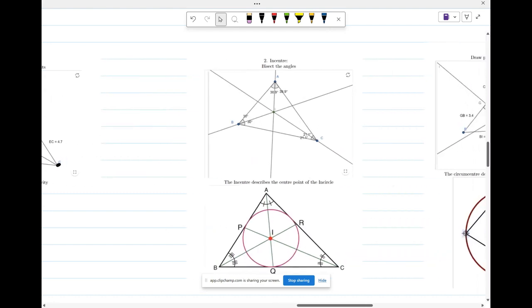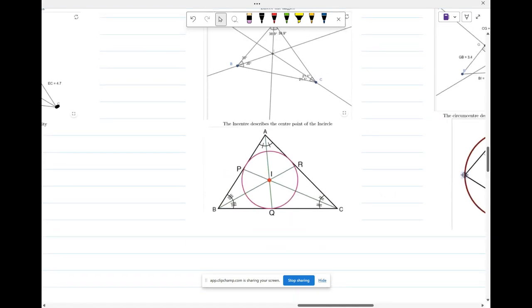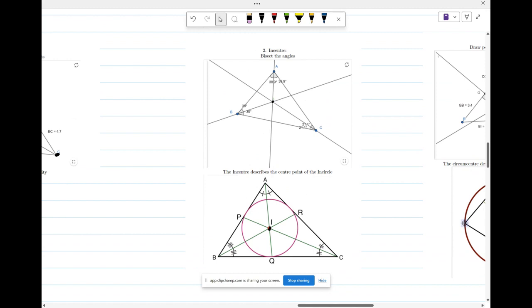For the incenter, you're going to just bisect the angles. So you see this angle is the same as that angle. You're not going to do anything else. You're just going to go through the corner and bisect the angle. And another thing that the incenter does is that if you draw a circle around this point here, it's actually going to sit perfectly inside the triangle like this.